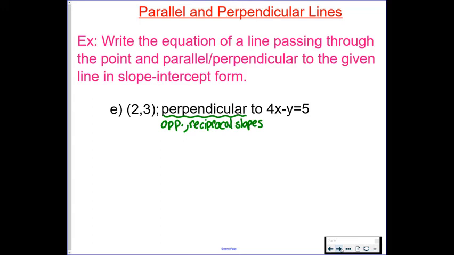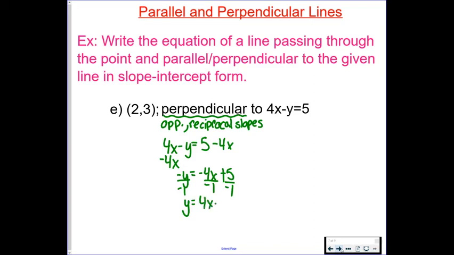4x minus y equals 5. Let's go find the slope. Minus 4x from both sides. So you have negative y equals negative 4x plus 5. If you flip this order like I've been doing on these problems, make sure to keep the signs with the number. Even when you flip the order, the sign moves with it. So again, divide by negative 1 to make the y positive. Negative 4 divided by negative 1 is 4x. 5 divided by negative 1 is negative 5. So that's my line. What's the slope?